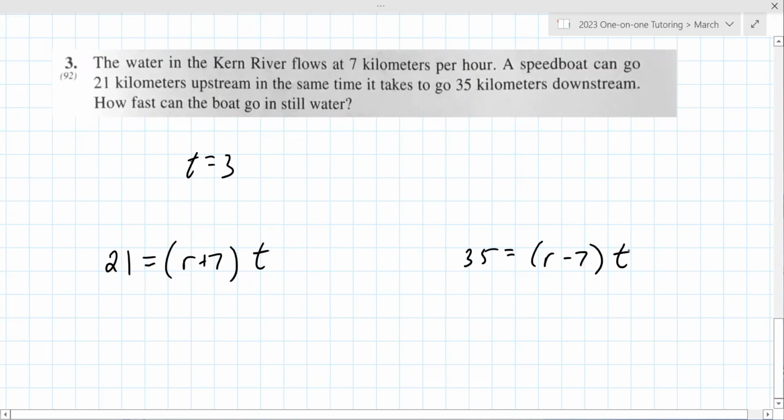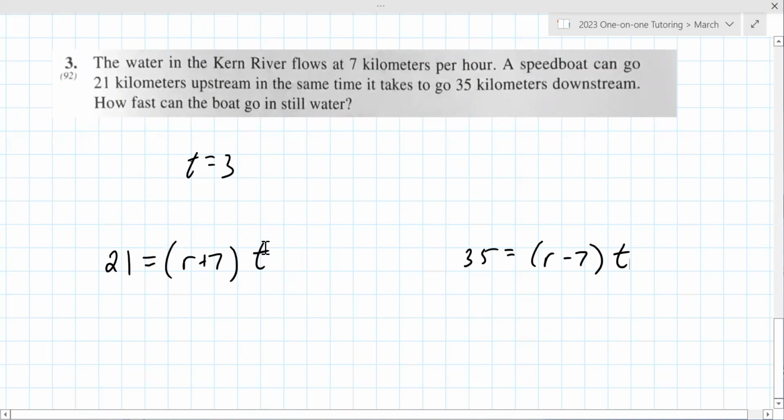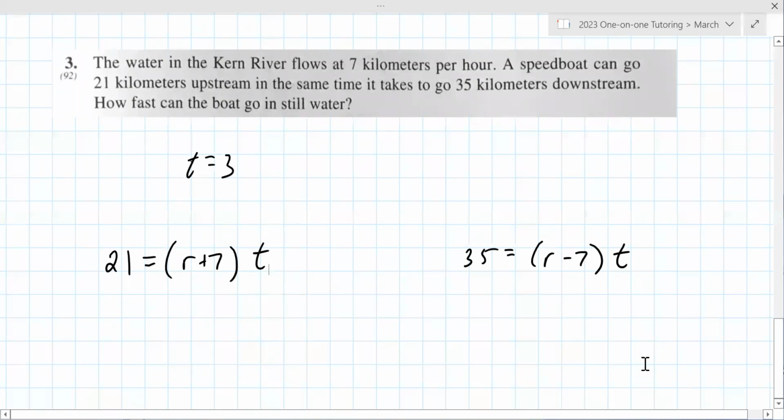And then 35 equals parentheses r minus 7 times t. Okay. All right, so this one's different. All of a sudden they didn't give us t this time. Your choice here really is, are you going to multiply by t or divide by t? When you multiply the t in, you get tr minus 7t, tr plus 7t. You might think, great, I'll just add them together. Problem is the tr cancels. Maybe that wasn't fair to you. This is one where you have to solve for t in both.